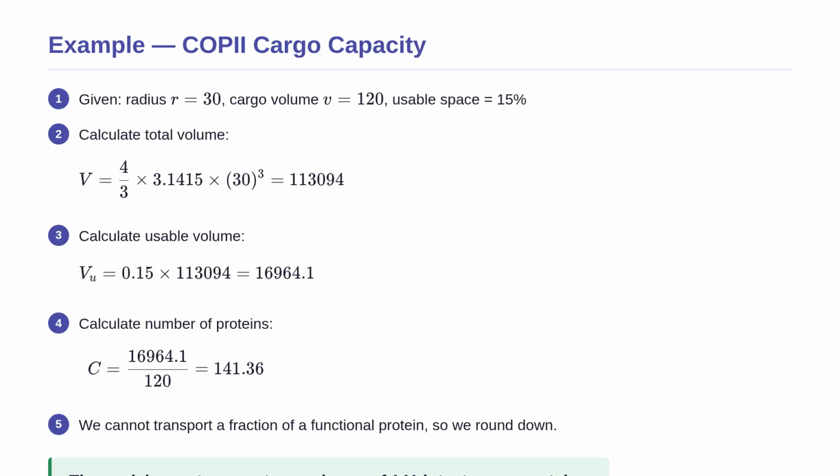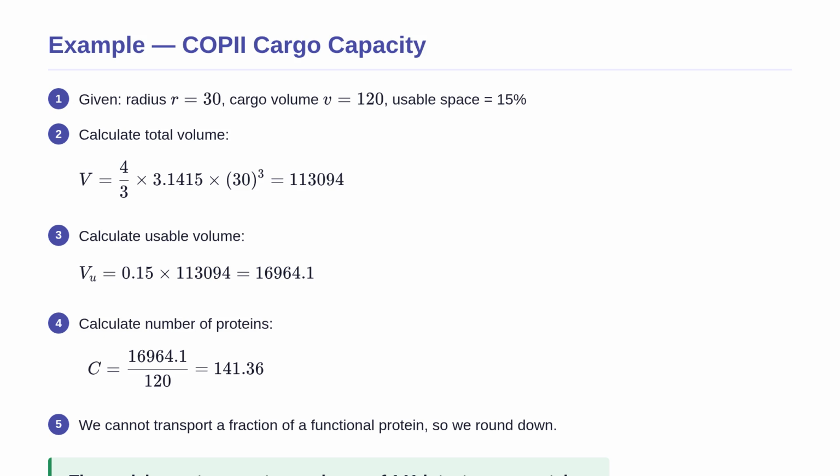Let us apply this volume formula to a COP2-coated vesicle. We are given an internal radius of 30 nanometers, a single cargo protein volume of 120 cubic nanometers, and we know only 15% of the vesicle is usable space.